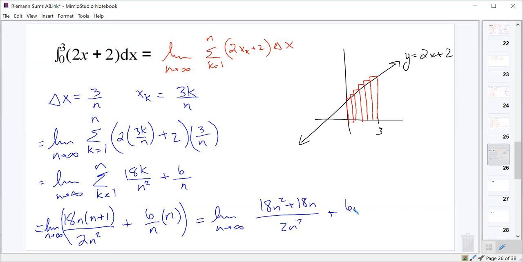And then this one is another rational function, 6n over n. So what does the first part of that become as we find that limit? 9. And the second part of it? 6. Which should give us 15. Good or no?